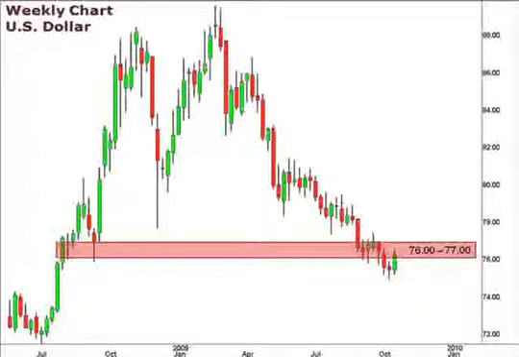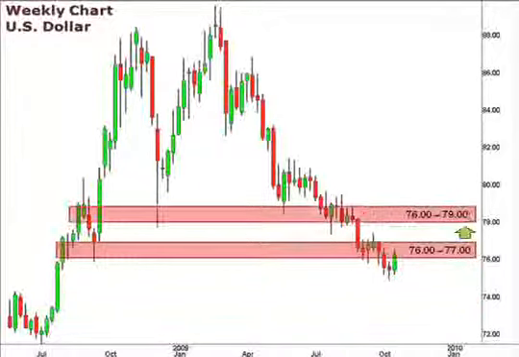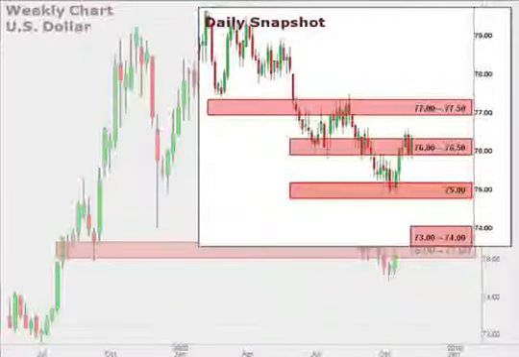At this point, a rejection here does open the window for a possible continuation down into our 73, 74 focal zone. However, if the U.S. dollar index finds support within this 76, 77 range, we would look for a move up into the 78, 79 focal zone. A quick look at our daily snapshot shows the importance of these major support and resistance levels right now, with a little bit of consolidation taking place within our 76, 76 and a half focal zone, suggesting the possibility that if the dollar index holds here, we could see an extension up into that 77, 77 and a half level.